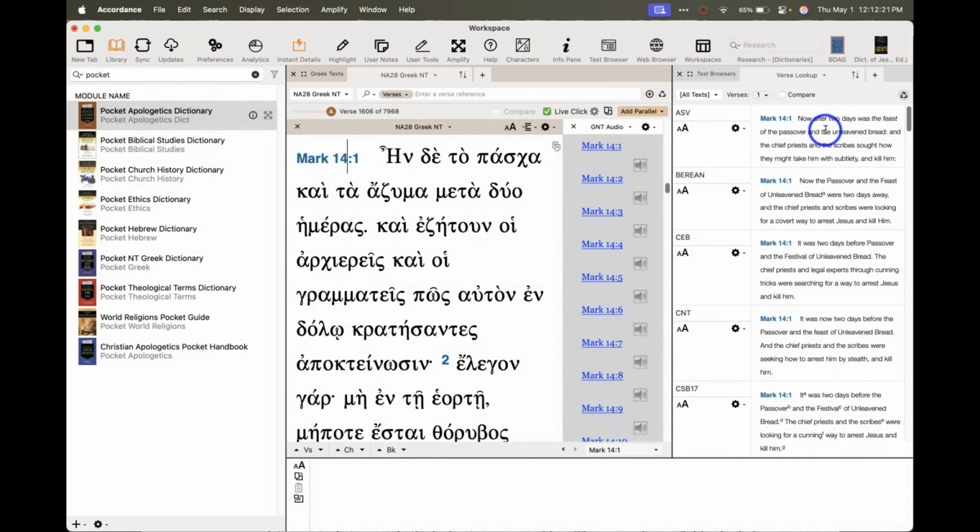Personally, I think it's a little clunky. I like what Berean Bible does here. "Now the Passover and the Feast of Unleavened Bread were 2 days away." You've also got this: "It was 2 days before Passover and the Festival of Unleavened Bread." Exact same meaning in terms of the sense, even though you're using before instead of after.